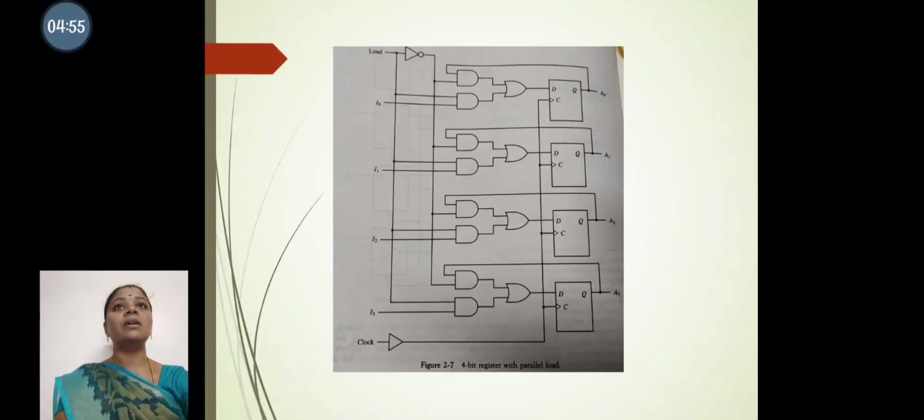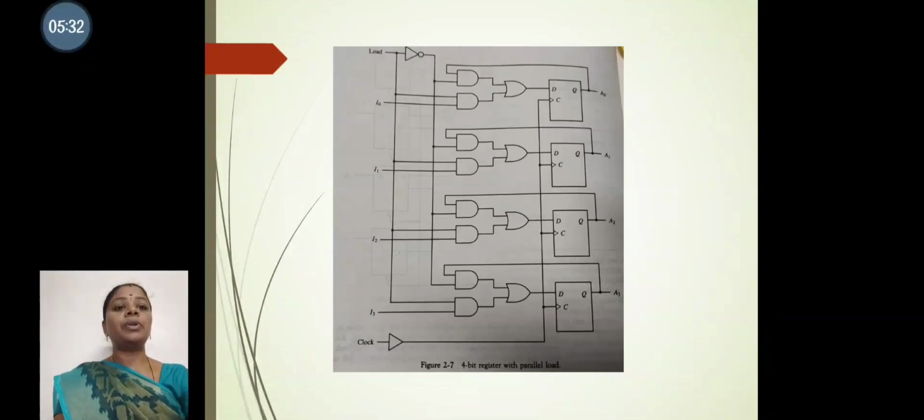So this is a logic diagram of a parallel load register. Here we have a common load input with its inverter, and then the input lines I0 through I3, and then there is a clock pulse along with a buffer which is connected as a common line to the 4 flip-flops. And again we have the 4 output lines from A0 through A3.